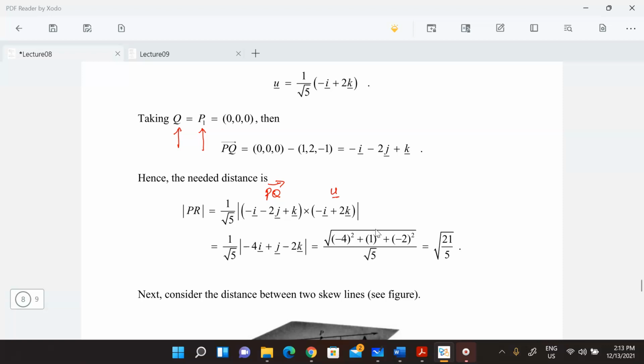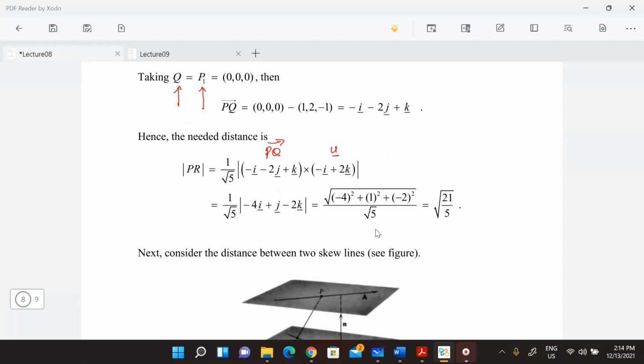So essentially now one needs to take the magnitude of that. So the magnitude of that is just this thing, minus 4 squared plus 1 squared plus minus 2 squared, and then essentially you take the square root of that, and that gives you the answer.